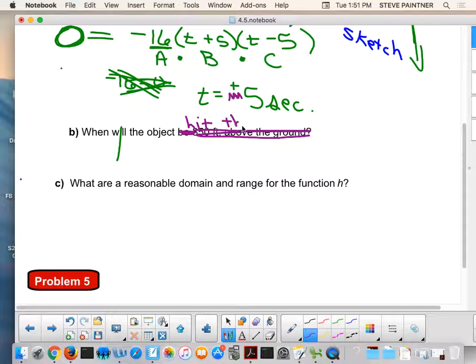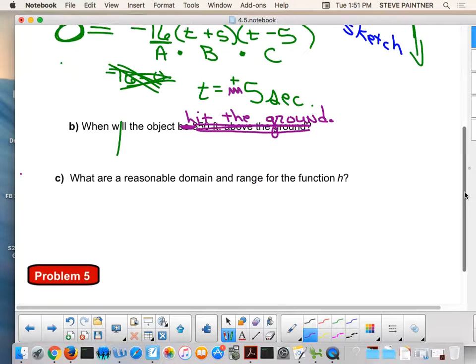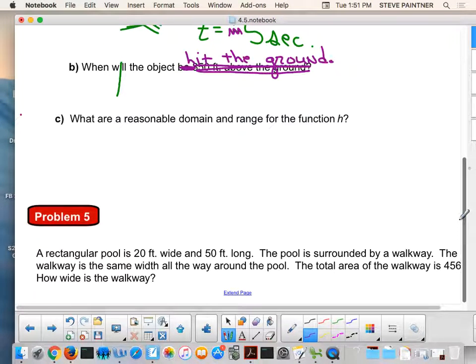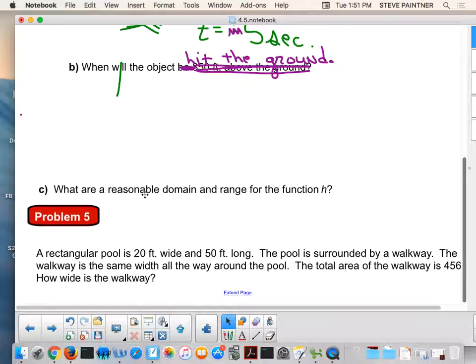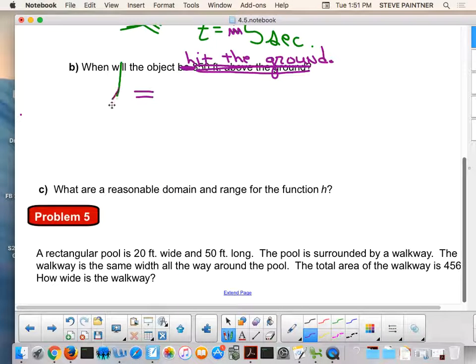Hit the ground. Well, what do you guys know about the height of the ball when it hits the ground? The height will be 0, isn't it? Isn't the height going to be 0? So you should put a 0 in this time, right?